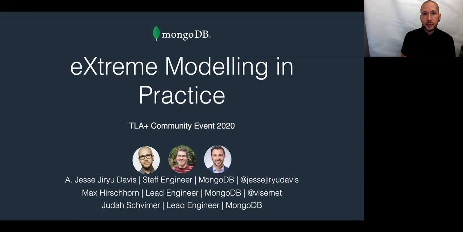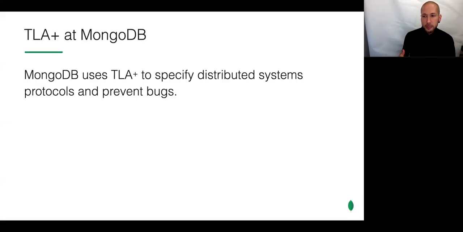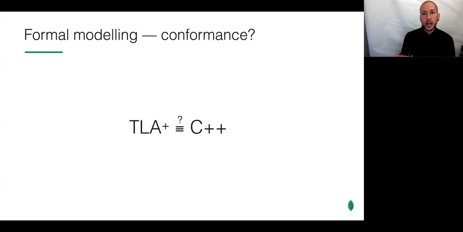TLA+. At MongoDB, we've been adopting TLA+ more and more over the last few years. We use it to specify distributed systems algorithms and to prevent bugs. But how do we know that our implementation of these specs actually conform? This is particularly important because we make incremental changes to both sides over time.